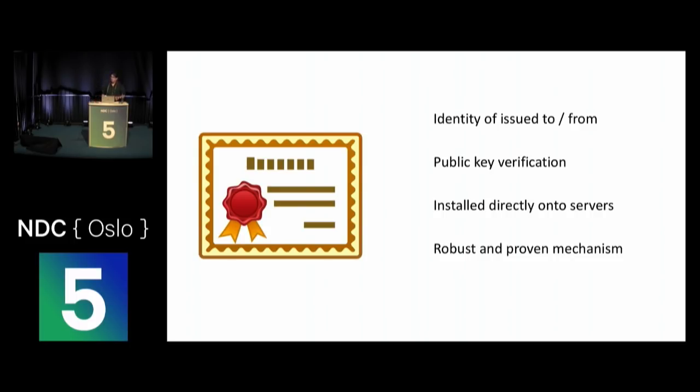So the one that we're most familiar with is certificates, things like X509 certificates, Kerberos, etc. And these are a very well-known, proven, well-tested way of installing keys on systems. They help you provide the identity of who it's been issued to or where it's been issued from. They allow you to do public key verification. You can install them directly onto servers, and they're very robust and proven, which is great.